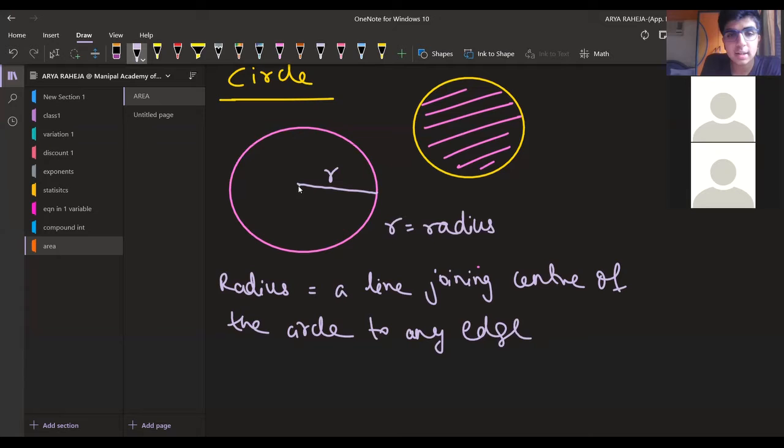ठीक है, और ये जो center है इसको भी denote as O. O मतलब center जहाँ से start होता है, मतलब origin types. ठीक है, so O is a center, so the radius is a line joining that center point O to any edge of the circle. ठीक है, तो यहाँ से यहाँ तक draw किया, यहाँ से यहाँ तक draw किया, from here till this edge, or from here till this edge, मतलब anything, all are the radius. ये सब radius है and all radius are equal. ठीक है, radius का length हमेशा equal होगा.